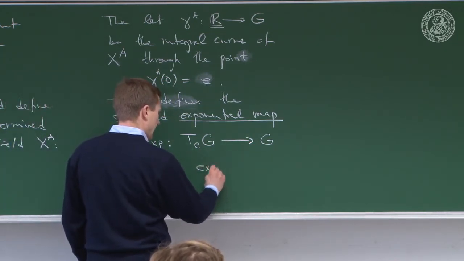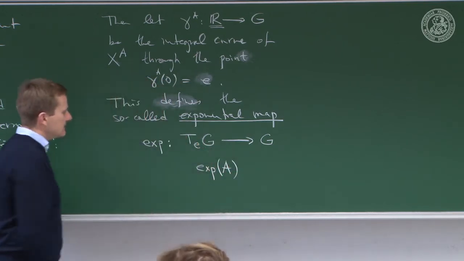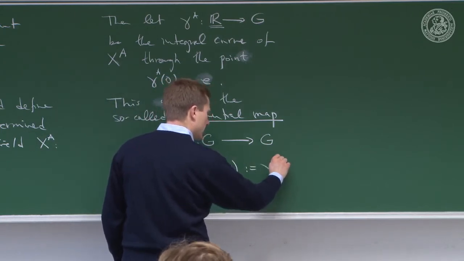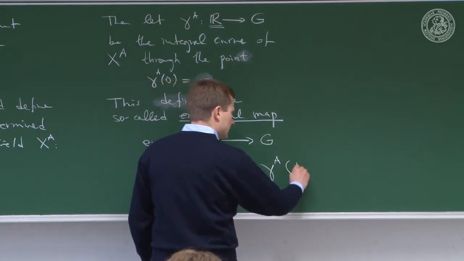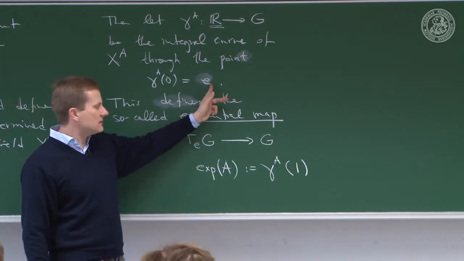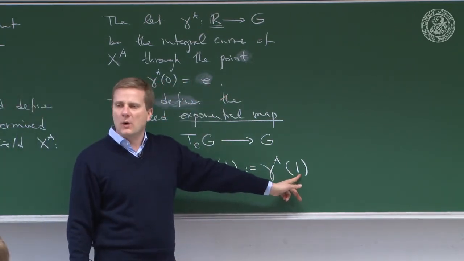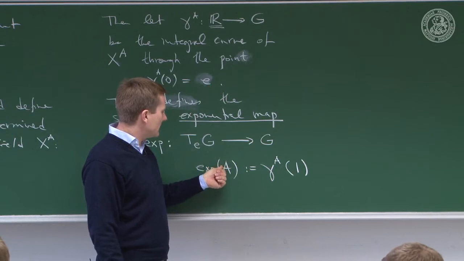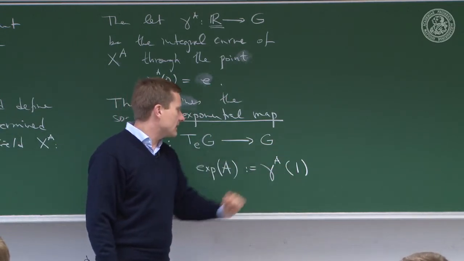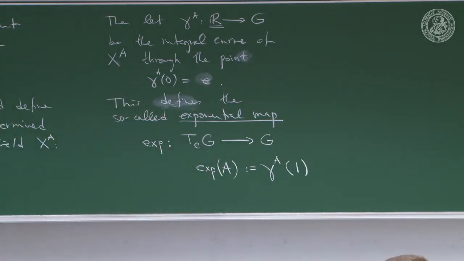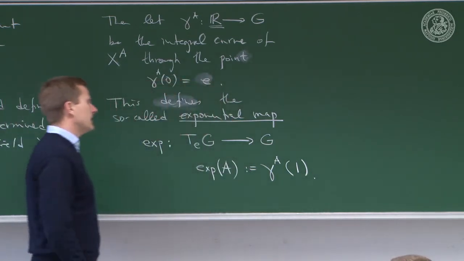It says that exp of some A that I take from here is defined as exactly this integral curve gamma A evaluated at parameter value 1. So at parameter value 0, I'm at the identity, and now evaluated at parameter value 1. Now you say, why 1? Well, I could, of course, write a lambda in front, and then I can have a lambda here because I can scale these. So it suffices to define this at 1, the so-called exponential map.